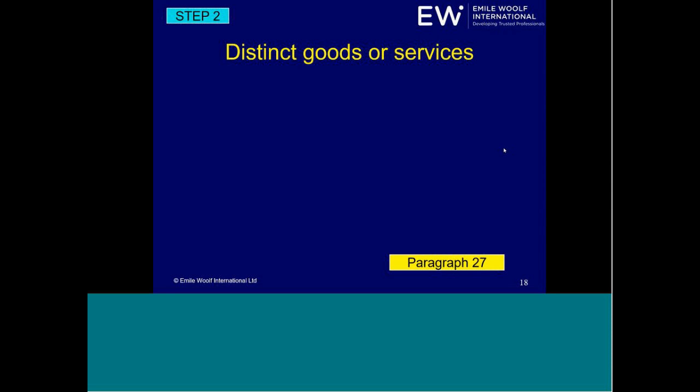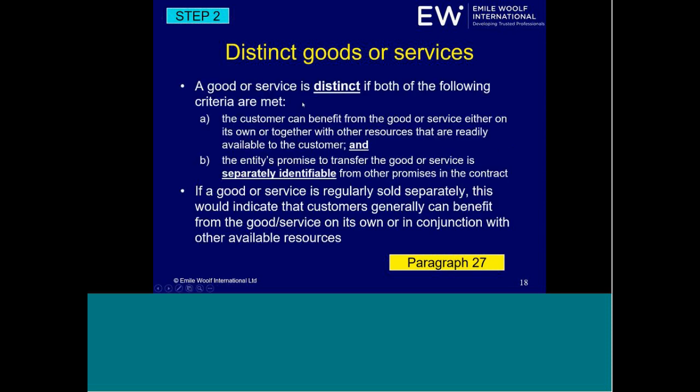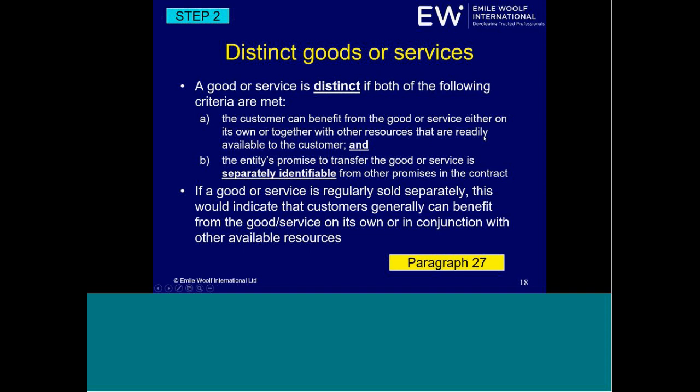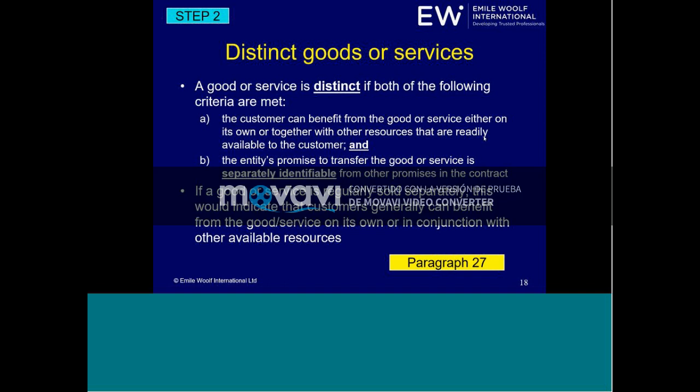So a good or a service is distinct if both criteria are met. The customer can benefit from the good or service either on its own or together with other resources that one can expect that the customer has, and the particular promise is separately identifiable, remote from other promises made in the contract.